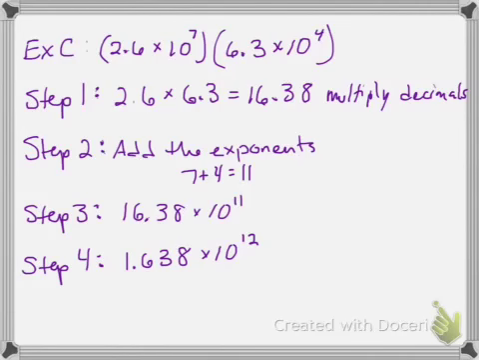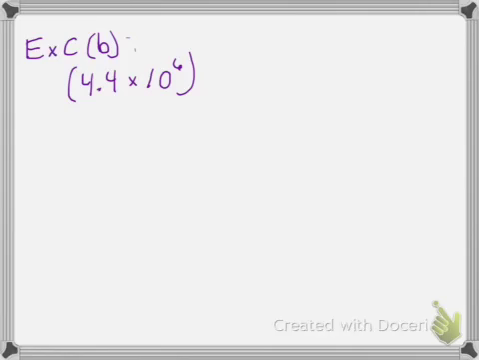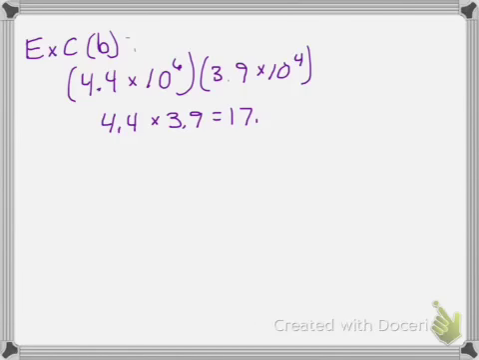So actually, we'll just call this example C, but part B. So we're still doing the same thing, but the second part of it. So if we have 4.4 times 10 to the 6th power, and we're going to multiply it by 3.9 times 10 to the 4th. So we multiply 4.4 times 3.9, and I get 17.16.